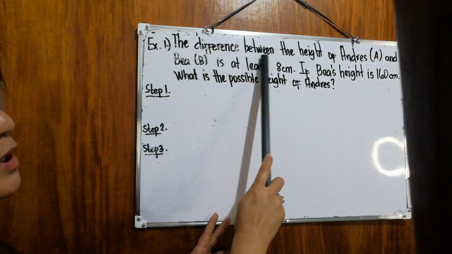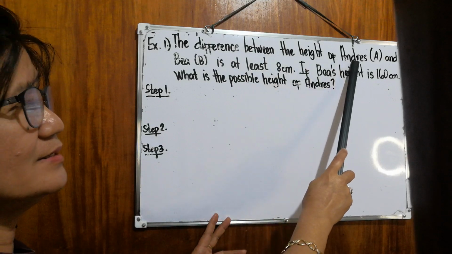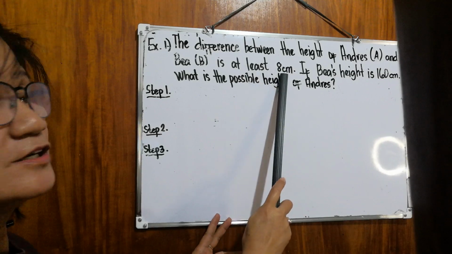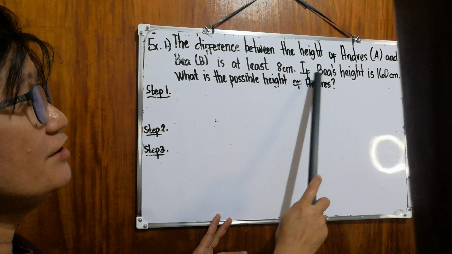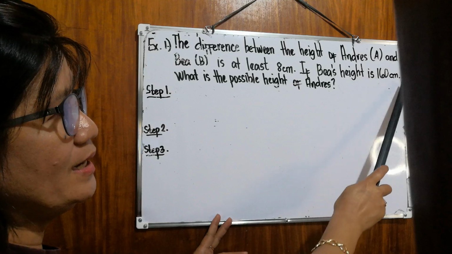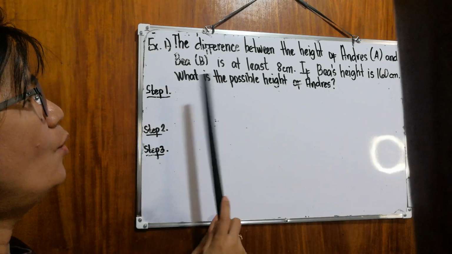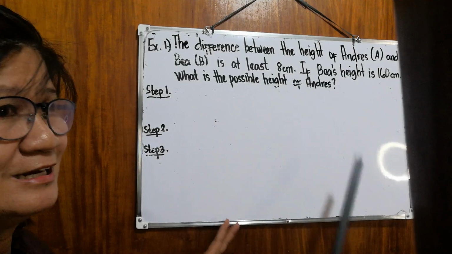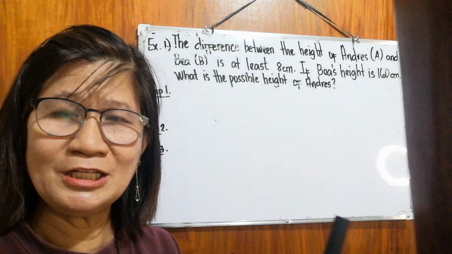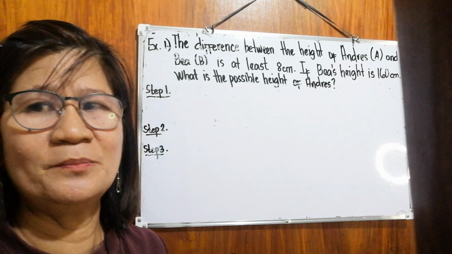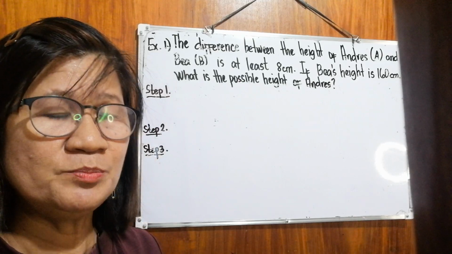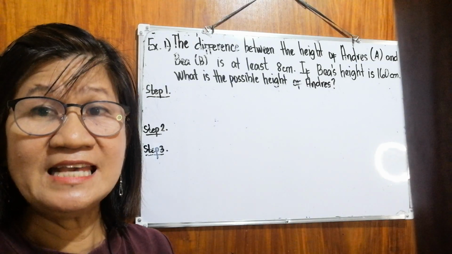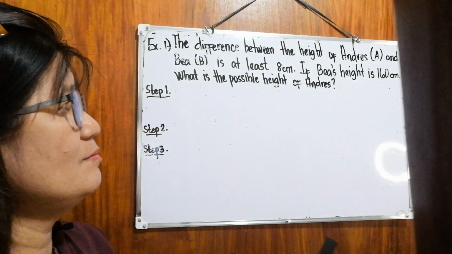The difference between the height of Andres and Bea is at least 8 centimeter. If Bea's height is 160 centimeter, what is the possible height of Andres? Okay, so kailangan naintindihan natin kung anong sinasaad ng problem. The difference between the height of Andres and Bea is at least 8 centimeter.